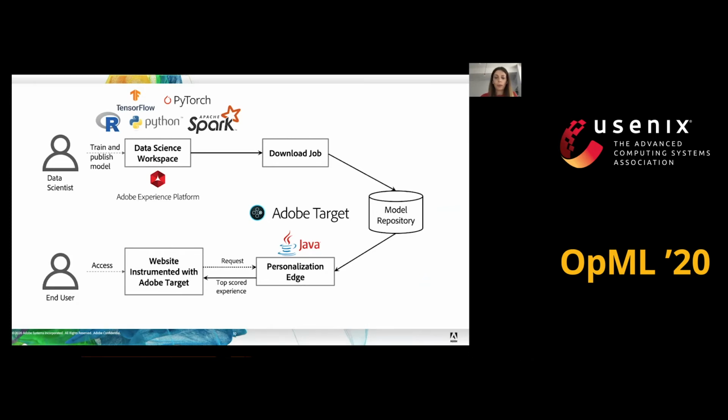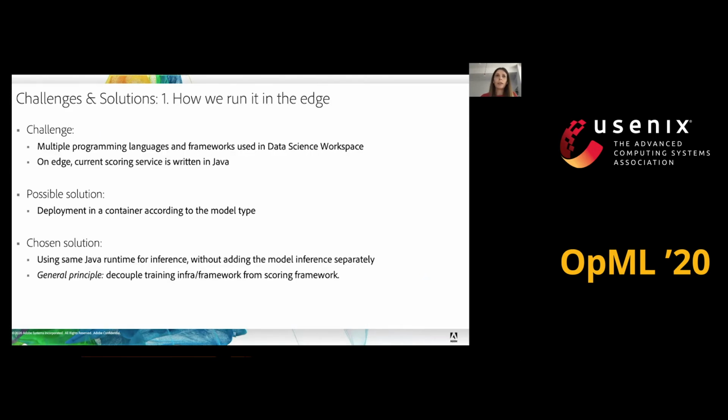So we decided to stick with Java and to use the same Java runtime for inference without adding model inference as a separate service. This way, we decouple the complexity of the multitude of frameworks that are being used at training time from what we need to have at inference time. We made this decision also having in mind that we should keep our current response time, which is P99.5 less than 5 milliseconds.